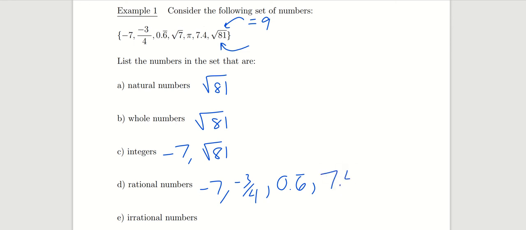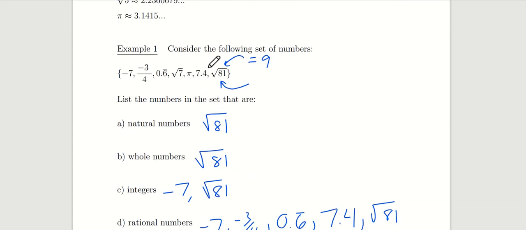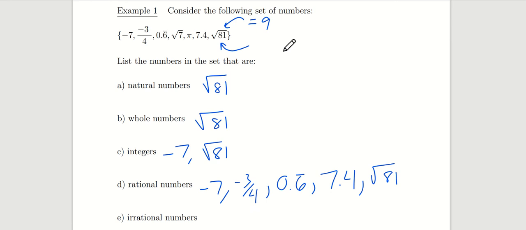7.4 has a decimal part that stops. And then again, the whole number, the integer, square root of 81, would not be an irrational number. The irrational numbers in the set are the ones that don't stop and don't repeat. That's going to be square root of 7 and pi.